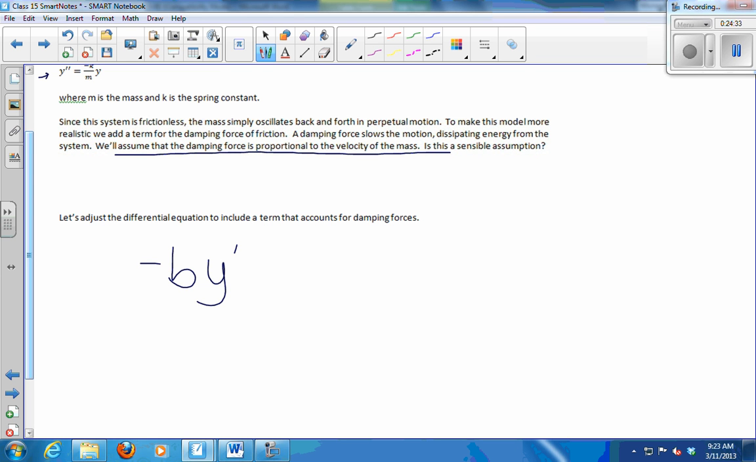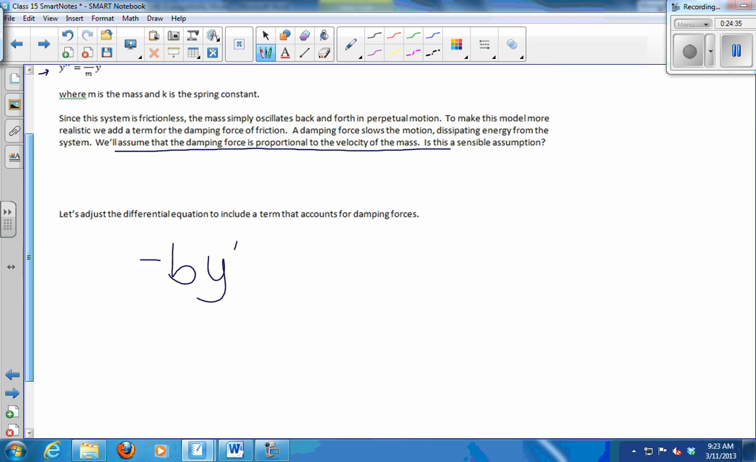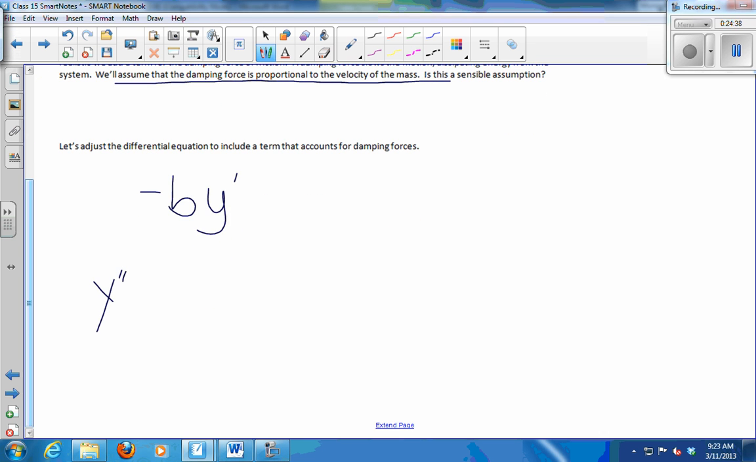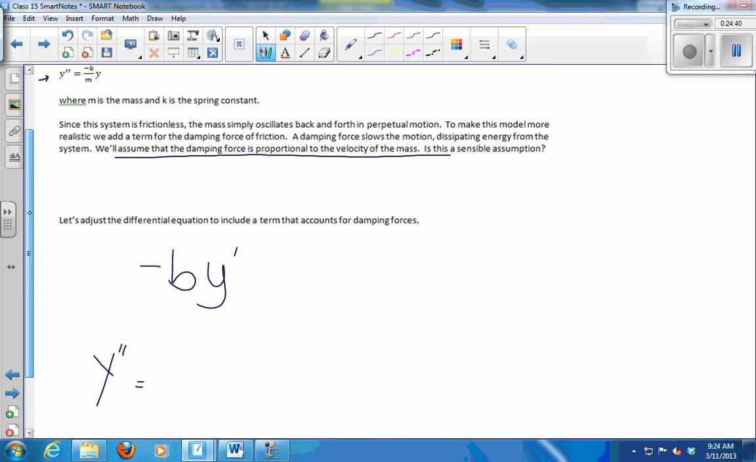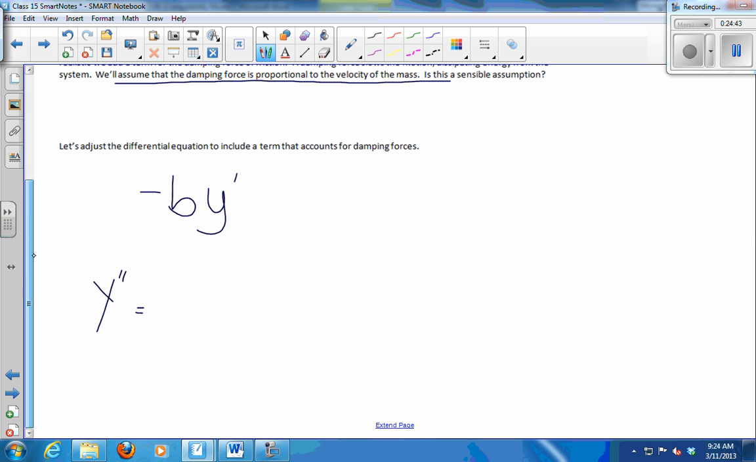So I'm going to add this term to my differential equation. Y double prime. I have my initial term, the force of the spring, negative K over M times y. The force of the spring is proportional to displacement, so the spring applies more force if you've extended the spring really far or compressed it really far in. And then we have this other term that's proportional to velocity, the damping force.